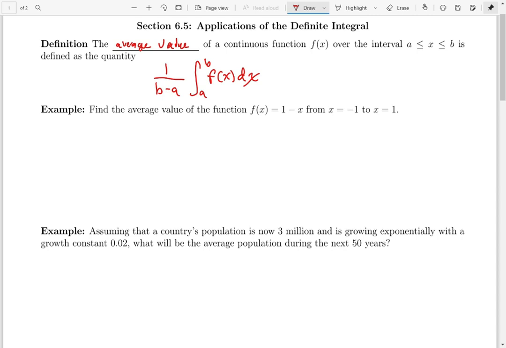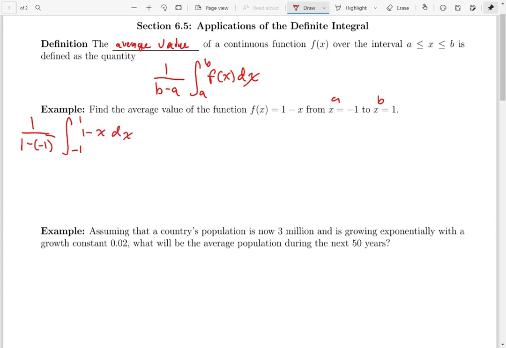So let's say that we want to find the average value of the function f of x is equal to 1 minus x from x is equal to negative 1 to x is equal to 1. Well, it's just a calculation. 1 over b minus a. b is going to be the further right one. a is going to be the further left one. And so this is going to be 1 minus negative 1 times the integral from negative 1 to 1 of the function 1 minus x dx.